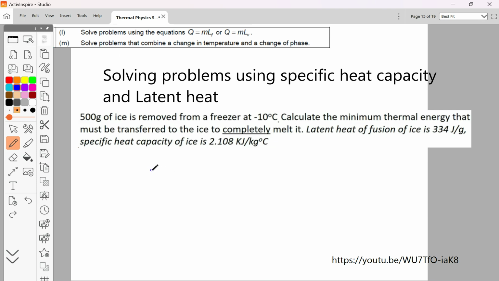So please remember that you need to change the temperature to the melting point first. We are going to assume that the melting point is 0 degrees Celsius. So it's going to heat up, so there's going to be a change in temperature, and we're going to use MC delta T. Then the temperature is going to stay the same, but it's going to melt, so that's going to be plus ML. So the Q, the energy that we need to gain, is those two energies added up.